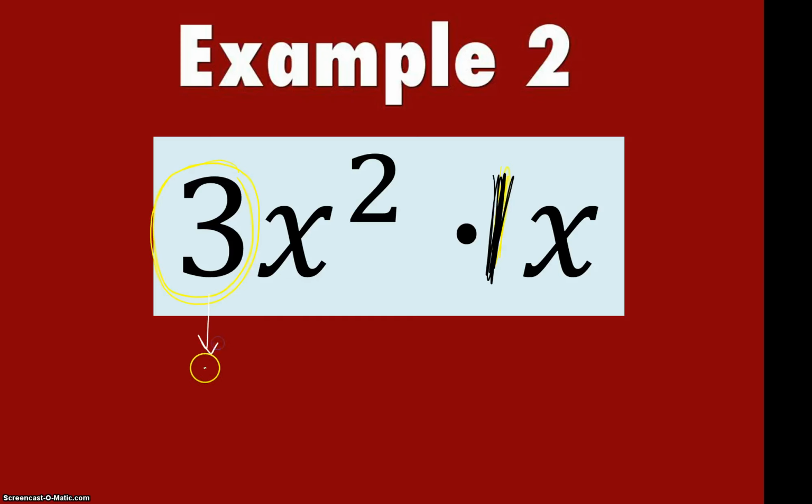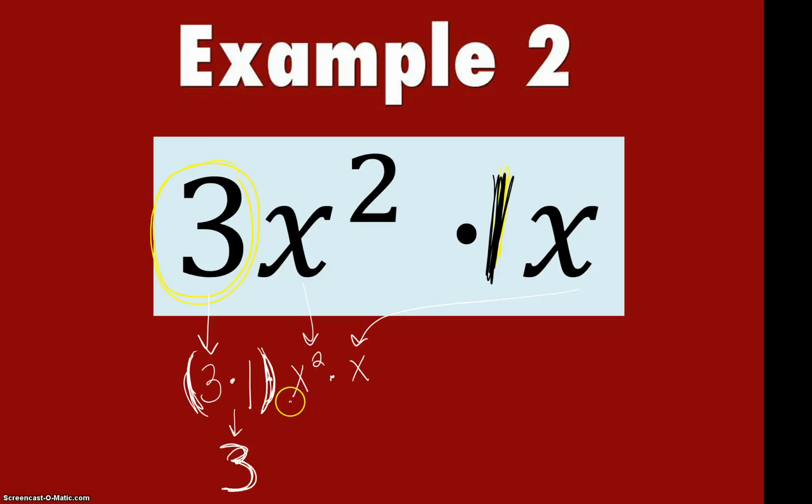You write your coefficients first, 3 times 1. And then you write your variables. So I have an x squared here and an x from over here. I can group these together. So I'm just going to think in my head, I'm putting parentheses around it. You don't actually need parentheses. I'm just grouping these together because I'm going to do 3 times 1 first. I get a coefficient of 3.